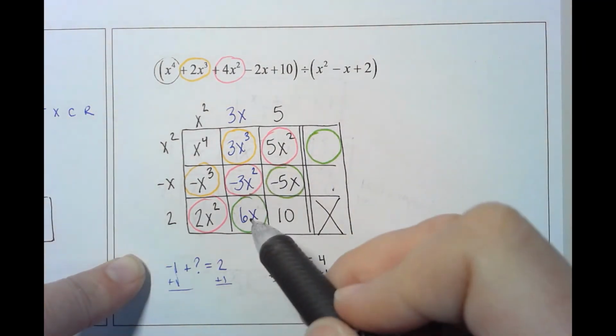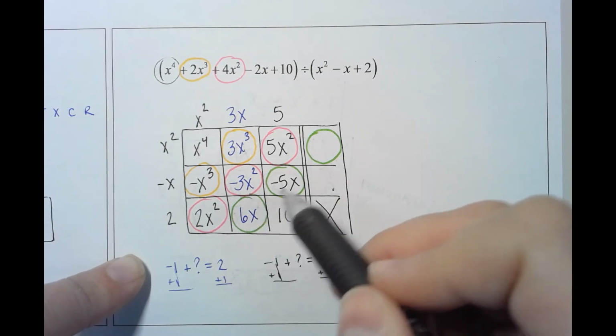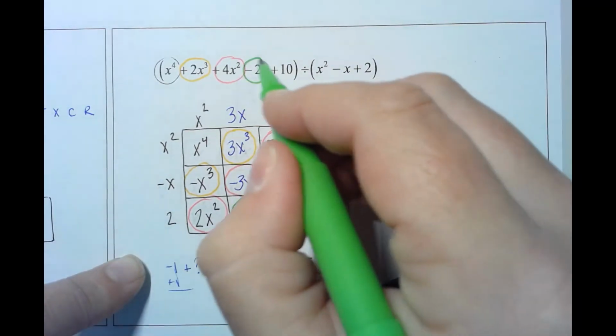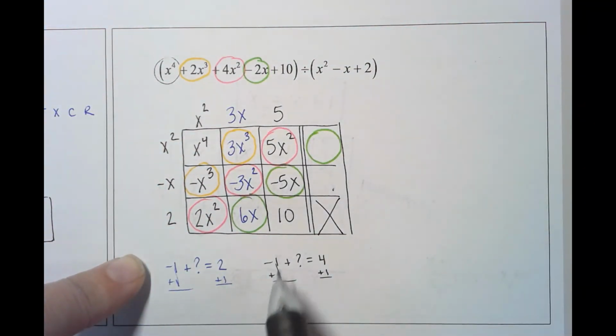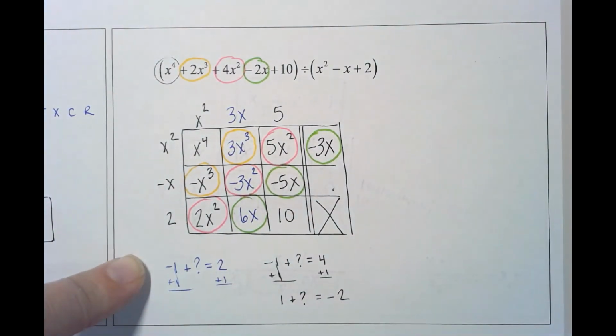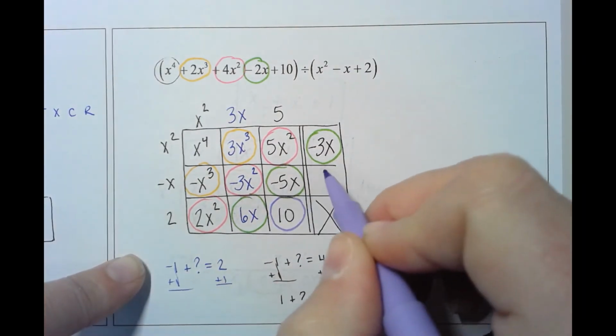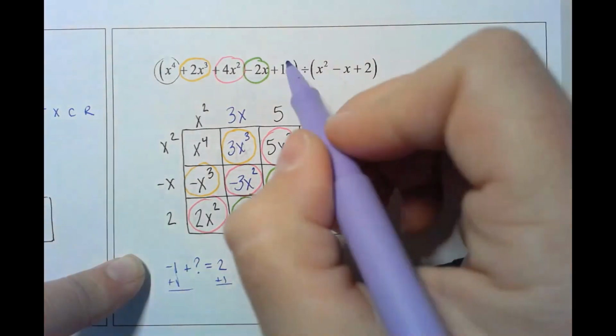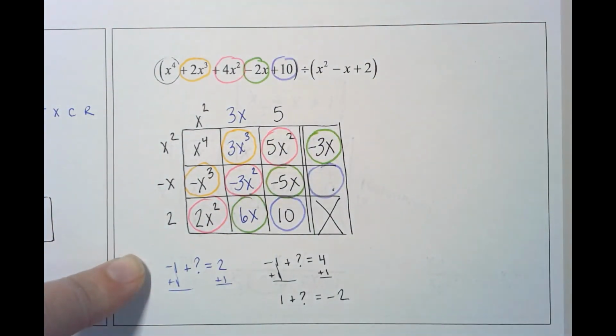6x and a negative 5x is a 1x, but I need a grand total of negative 2x. So again, go off to the side of your paper. Right now I have a 1, right? 6 minus 5 is 1, but I need to get a negative 2. So how about a negative 3x? All right, and then my last diagonal, right there, I need a total of 10. Oh, and I actually already have 10, so I don't have anything in that box.